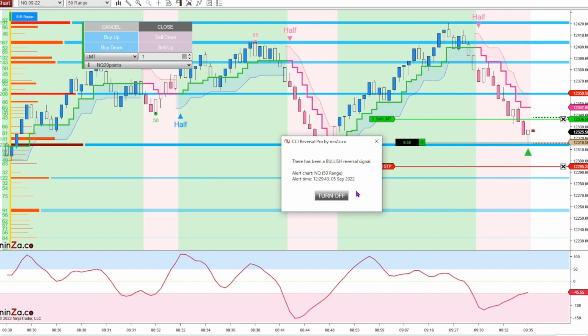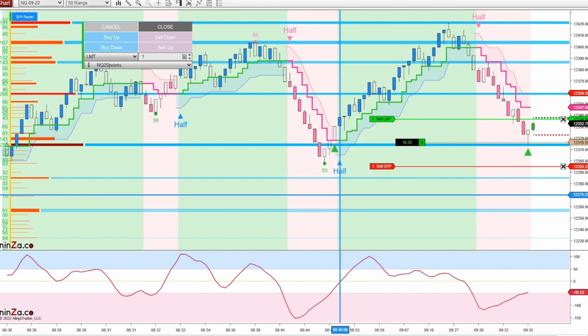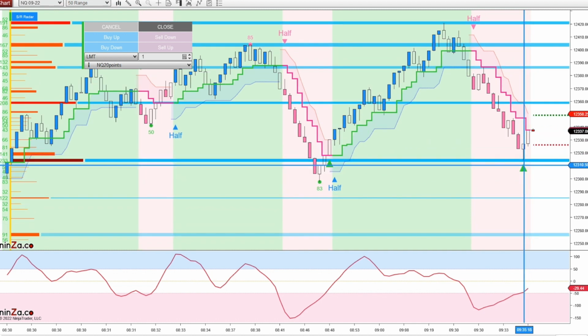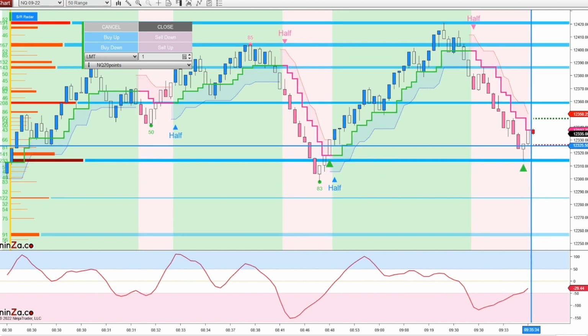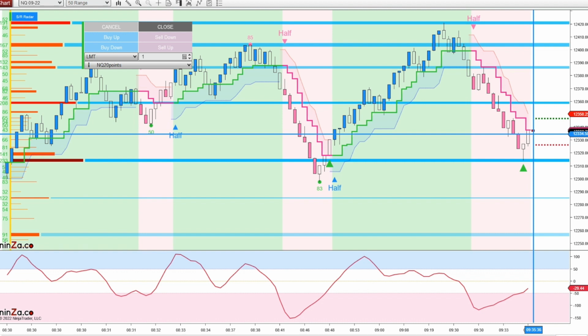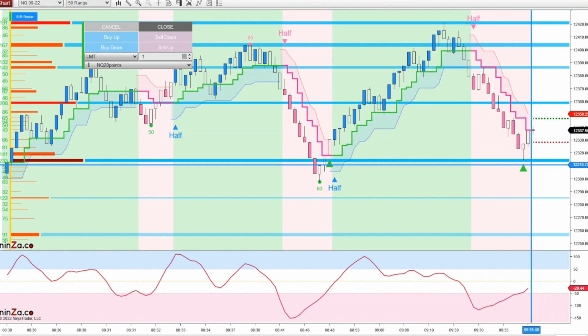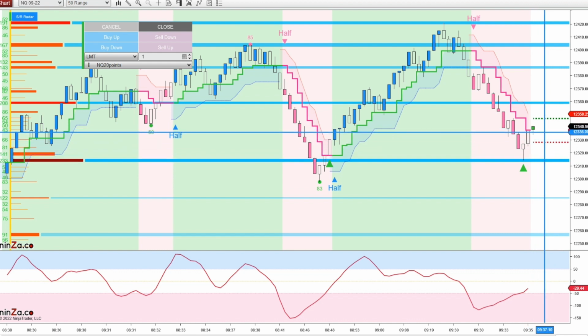Okay, we just got a bullish reversal alert for the CCI reversal indicator. I've got that set up to show me alerts. You can see it's printing this bullish marker right there. Okay, well, it already took us out of the trade. Hit our take profit. I didn't have a chance to move it.